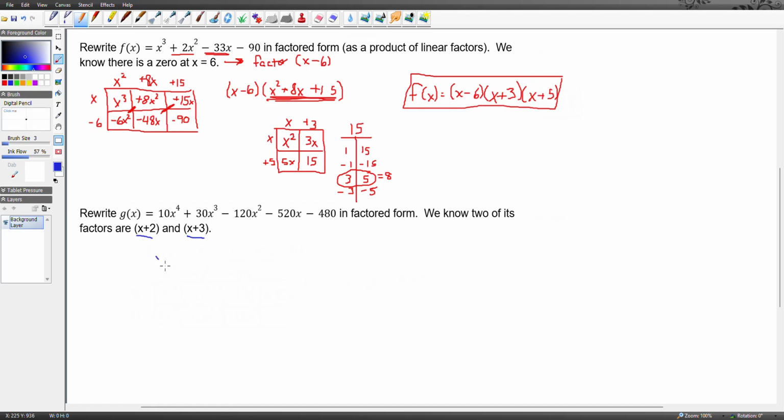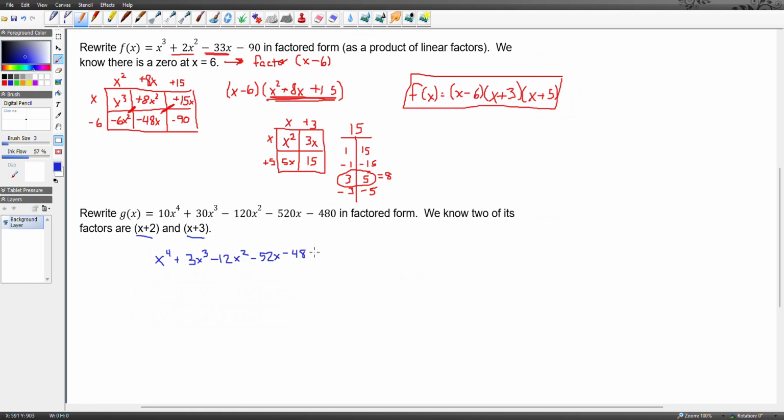10x to the 4th divided by 10 is just x to the 4th. 30x to the 3rd, divide that by 10, is 3x to the 3rd. Negative 120x squared, divide that by 10, is negative 12x squared. Negative 520x divided by 10 is negative 52x. And negative 480 divided by 10 is negative 48.